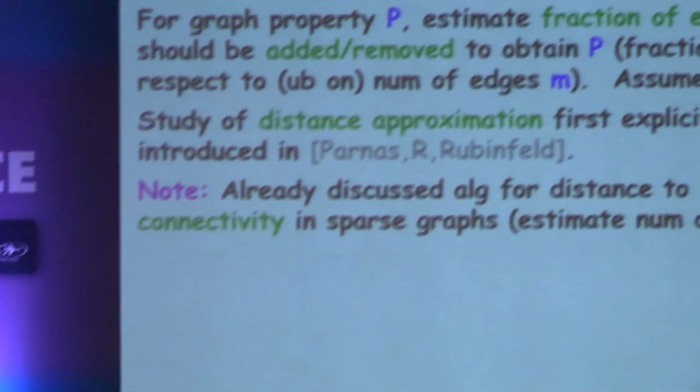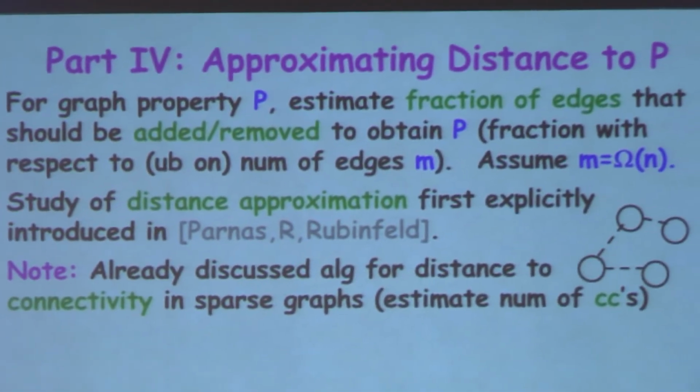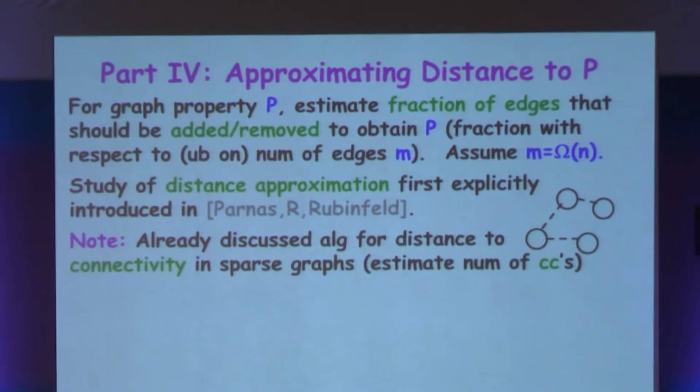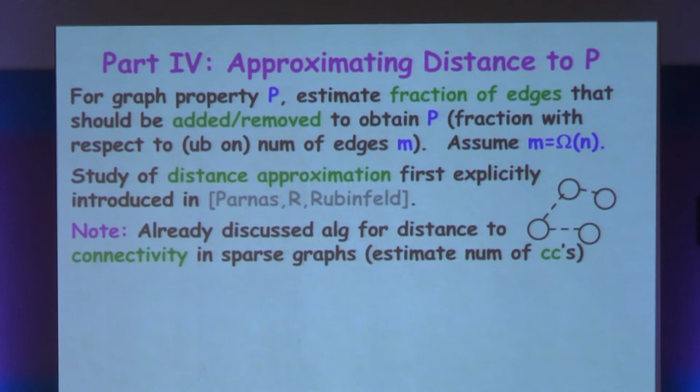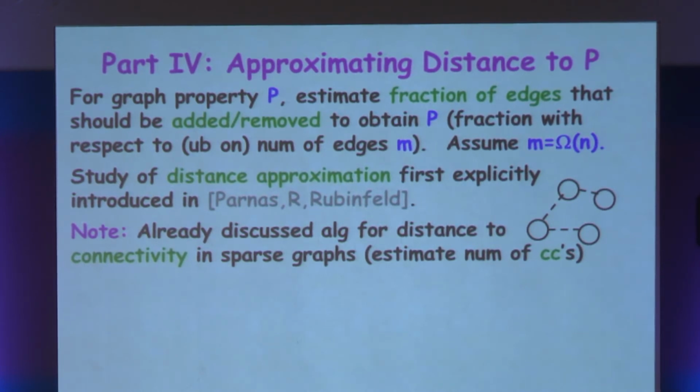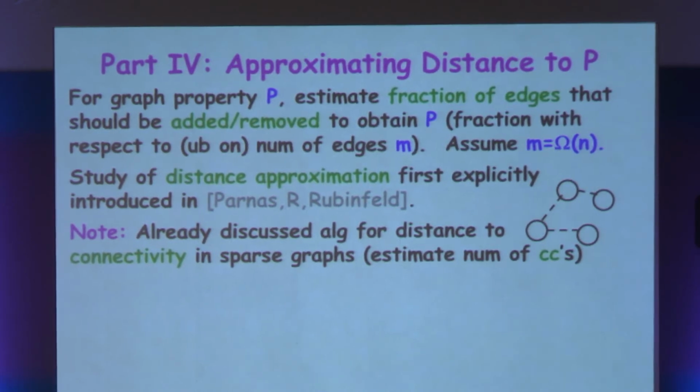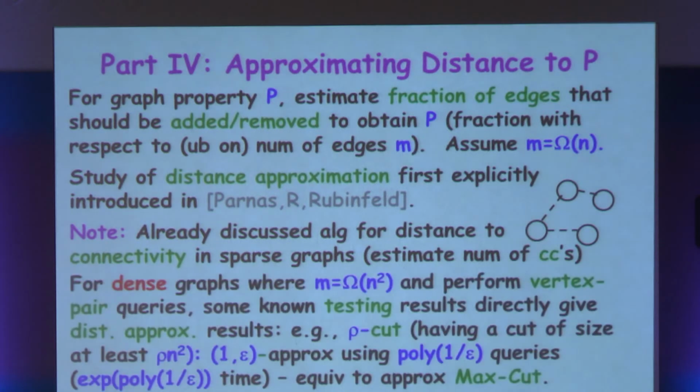So note that actually we already have for free one result in this part, which we talked about before, and that is estimating the distance to connectivity. Because in order to know how many edges you had to add in order to be connected, you just need to estimate the number of connected components. This we already know how to do. We talked about it before. So we have already one result here.